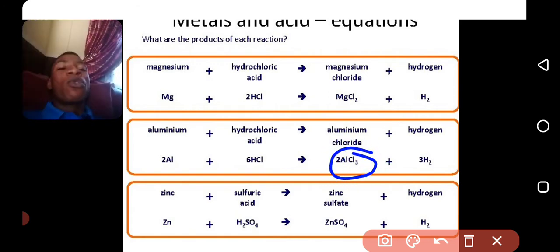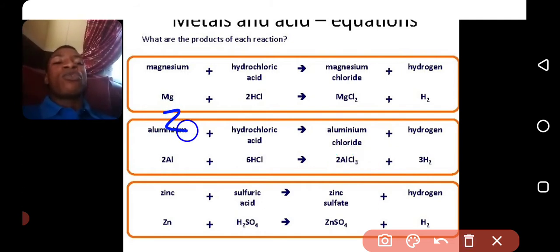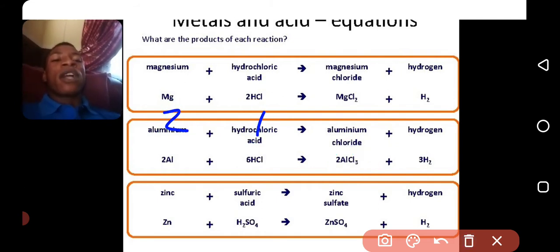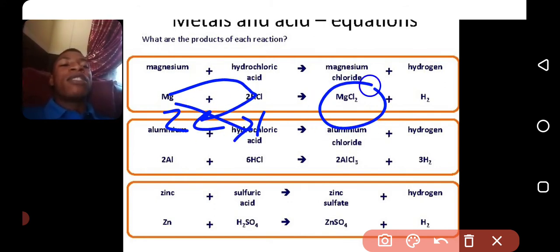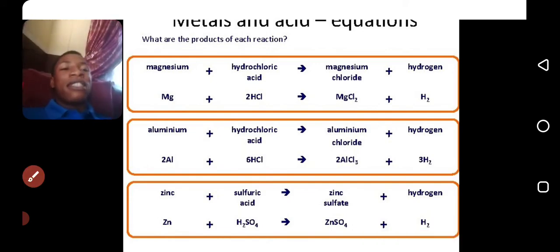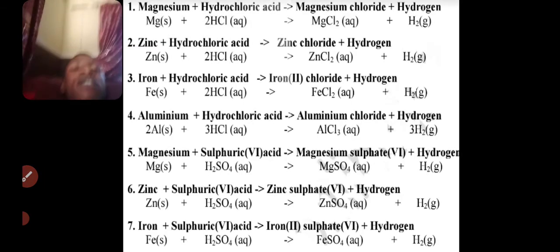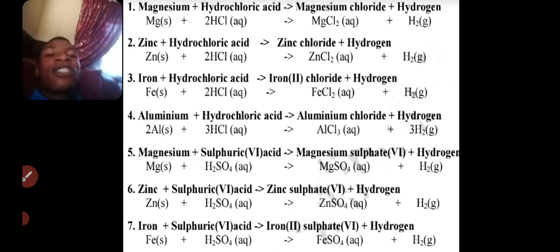The same thing also goes for MgCl2. Valency of Mg is 2. Valency of chlorine is 1. So when they combine, they exchange valency to give you MgCl2, and hydrogen gas is displaced. These are metal acid reactions. We have examples of a metal acid reaction here also.